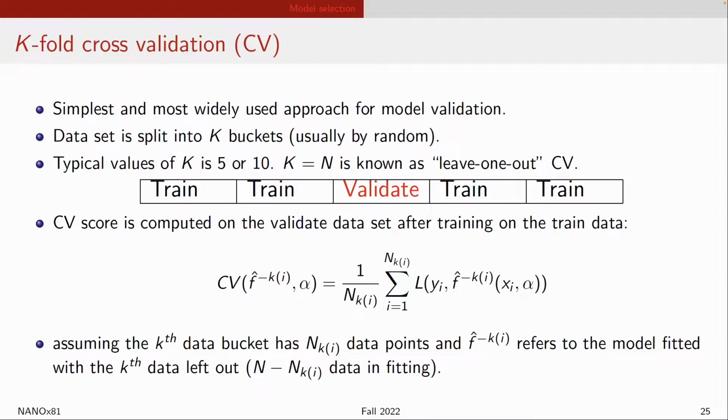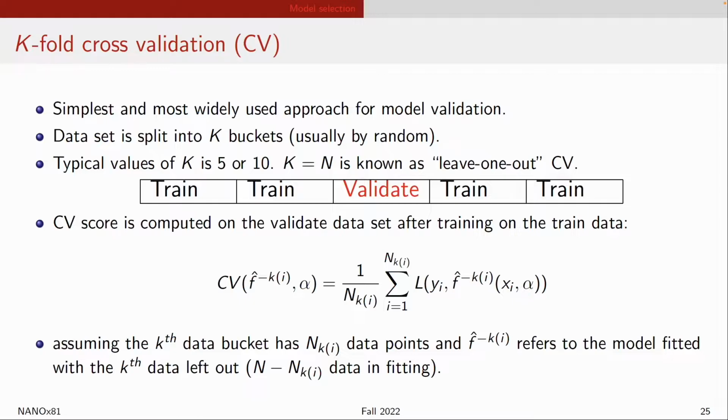Usually you will do it by random. Of course, there are alternative ways of splitting it, which I'm going to come to later. Let's say you use what is called 5-fold cross-validation. In 5-fold cross-validation, you split your non-test data into 5 buckets, and you select 4 of them as your training data and 1 of them as your validation data, okay?